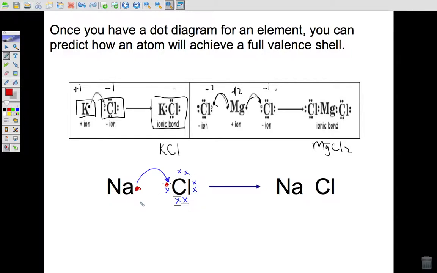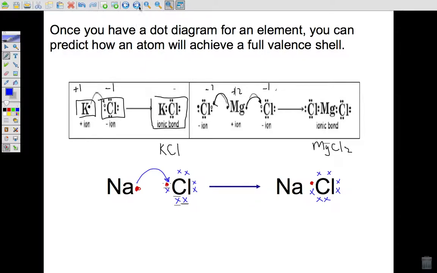Chlorine has completed its octet. Sodium has also completed its octet because it no longer has that electron. So it drops in energy level. So we come over here and write the final Lewis dot structure, and it would look something like this. And now I check: 1, 2, 3, 4, 5, 6, 7, 8. Chlorine has a complete octet. Sodium lost its 1, and so now it also has a complete octet because it dropped down in energy level.